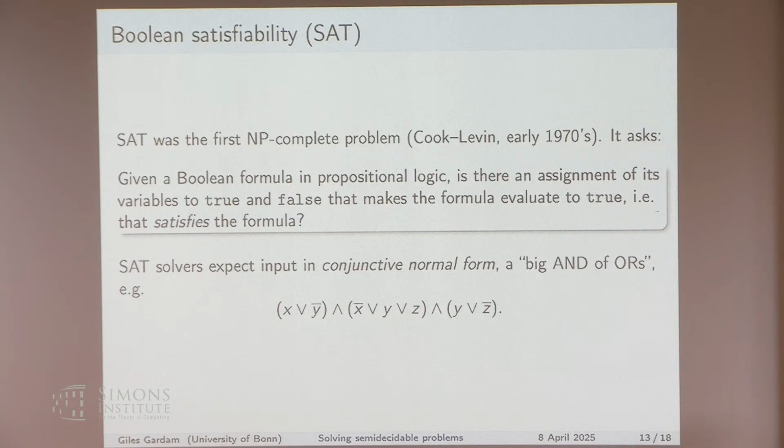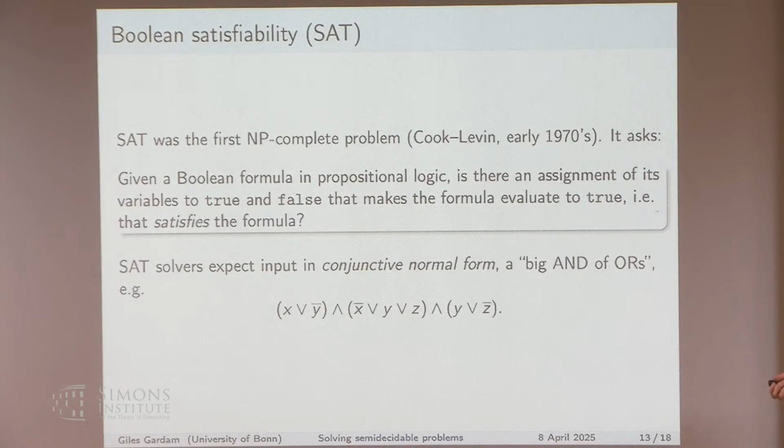And then it asks, given a Boolean formula in propositional logic, can you assign the variables to true or false such that that formula evaluates to true? In other words, that satisfies the formula. So SAT solvers generally expect that this formula is given in a particular way, which is called conjunctive normal form, which is a big and of ors.